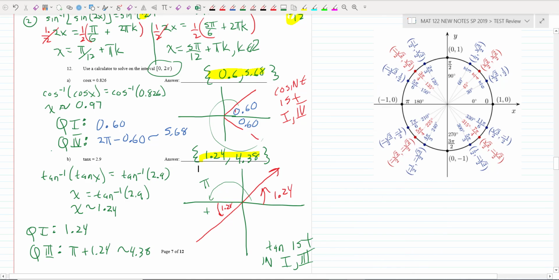All right, so I'm going to stop here as the third part of the video, and then the rest of the video we'll do the oblique triangle stuff.